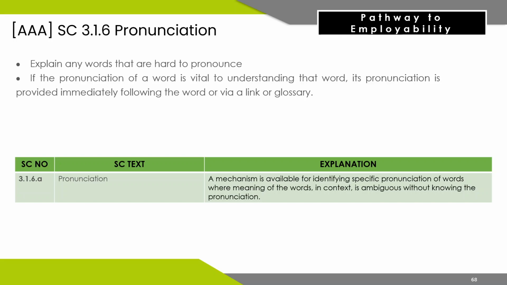The requirements for success criterion 3.1.6 pronunciation are: 3.1.6.A Pronunciation. A mechanism is available for identifying specific pronunciation of words where meaning of the words, in context, is ambiguous without knowing the pronunciation.